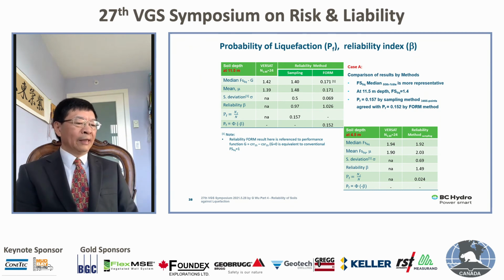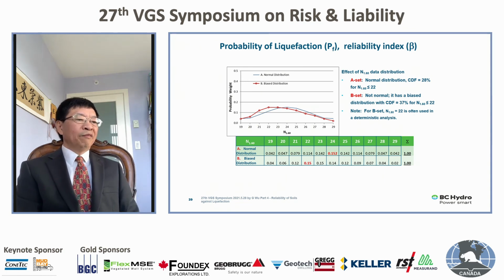And if you compare that with the deterministic method using the center value of N160 of 24, the factor of safety between the two methods is not that much off. So meaning they are in line at the mean. Next slide.